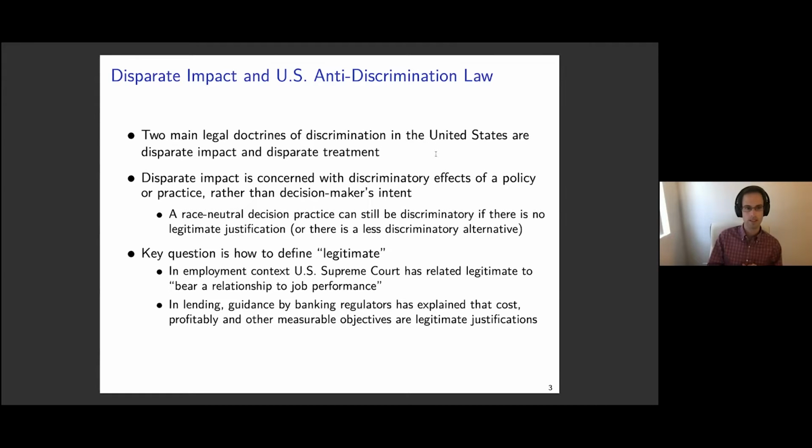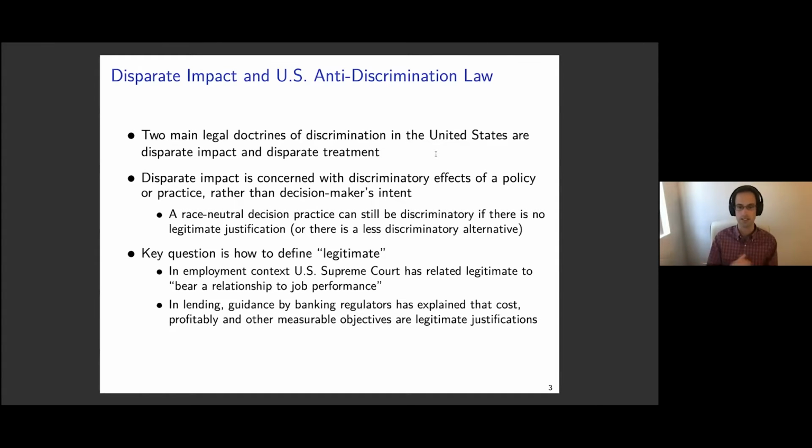As I've mentioned, ours is really going to be coming from disparate impact. There are two doctrines though. One is disparate impact and one is disparate treatment. We're going to focus on disparate impact, but it's important to note that these two notions require different statistical evidence. The statistical evidence we're going to find is most closely related to disparate impact. Disparate impact is concerned with discriminatory effects of a policy or practice rather than the decision maker's intent. One thing to highlight is that a race-neutral decision practice can still be discriminatory if there is no legitimate justification or if there is a less discriminatory alternative.